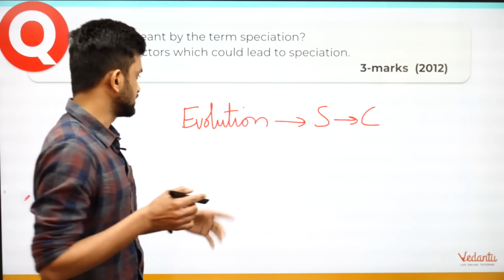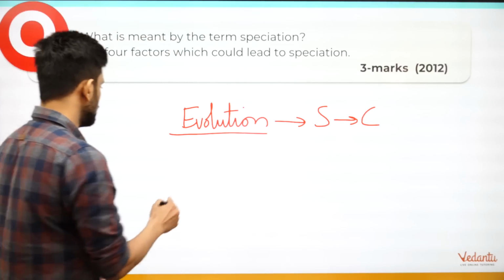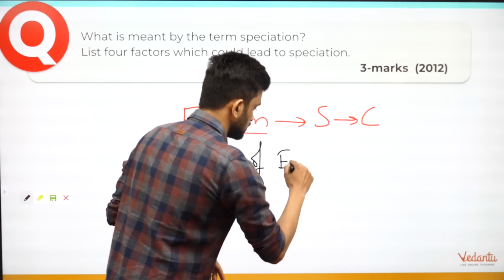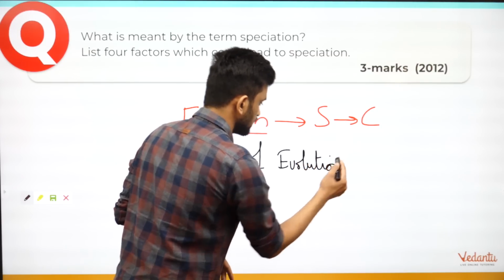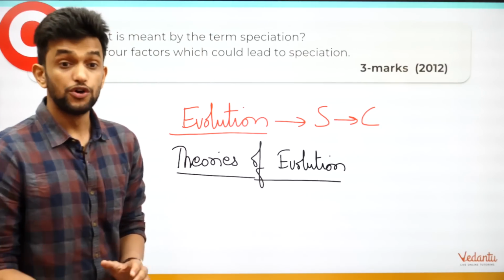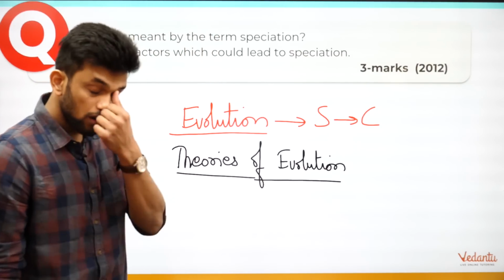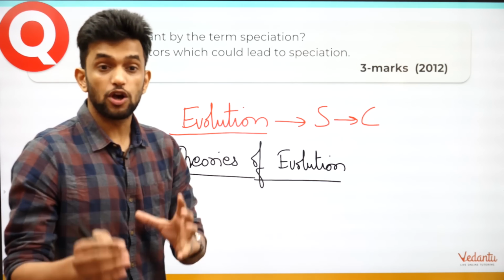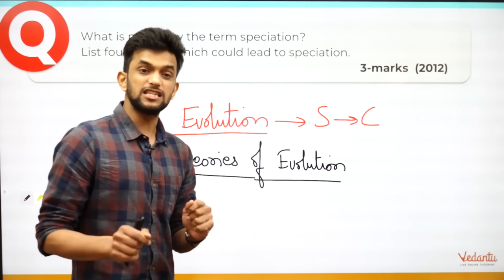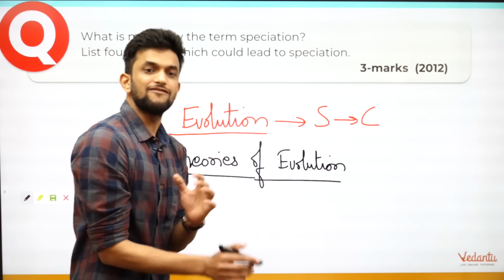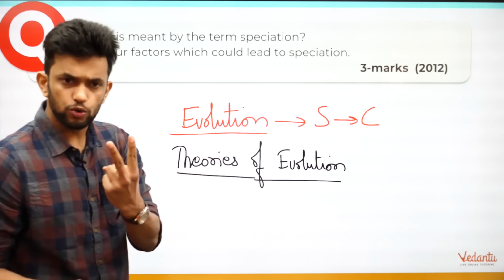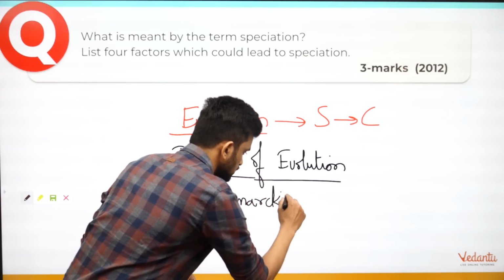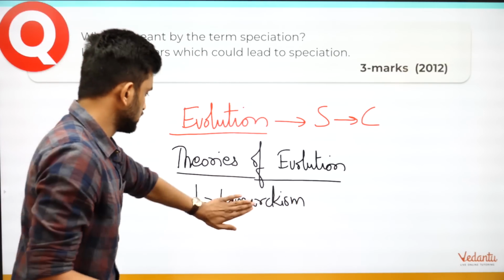Okay, beta. Chalo, let's see. Now talking about when we study evolution, there are various theories of evolution. Now what do I mean by theories of evolution? There were various scientists who said evolution would have taken place because of this, or evolution would have taken place because of this. So they gave various theories of evolution. So we'll just see two theories. The first one is Lamarckism.